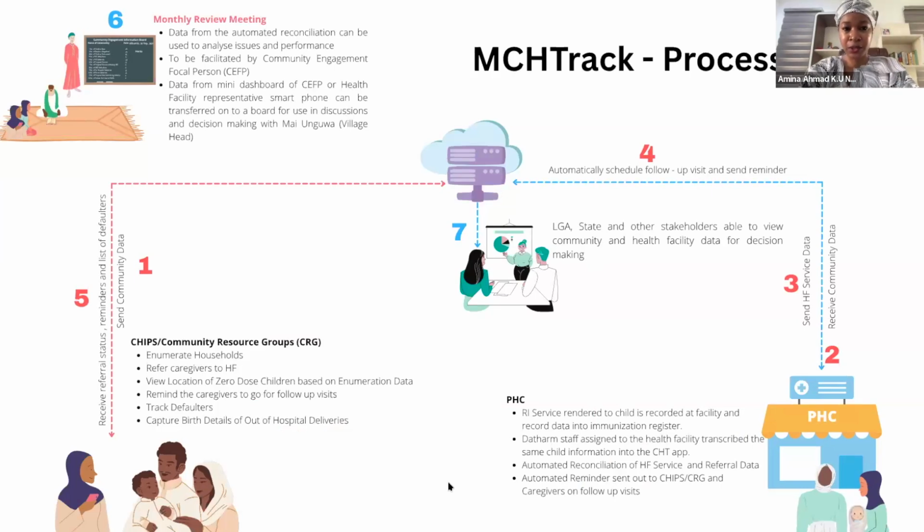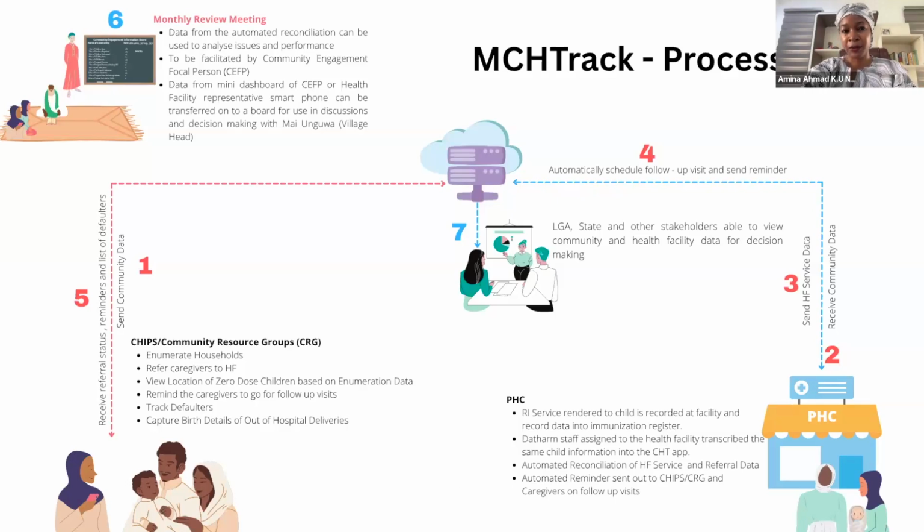This is the process flow. I've already discussed most of this, but just to show how this looks like, the first step is the community mobilizer interacting with the household, getting information, logging that information on the application, and then that is transferred to our server. Once the caregiver goes to the health facility, service is recorded as well. Reconciliation happens automatically. And then we have the dashboard at state, LGA level, and other partners sometimes have access to that.